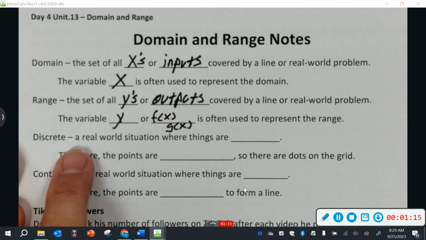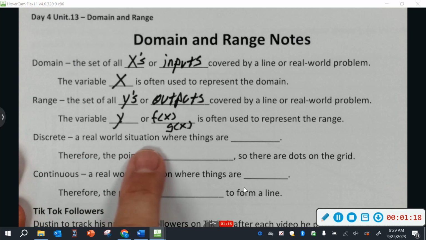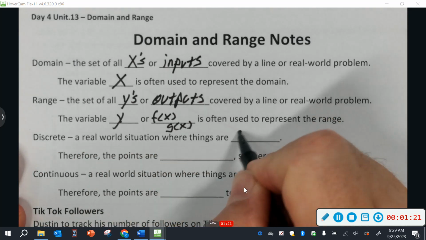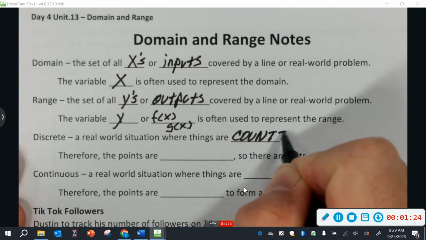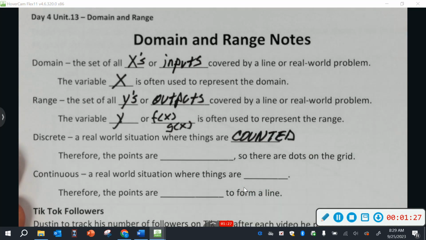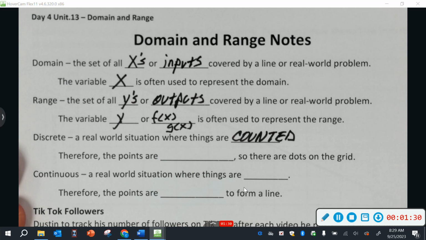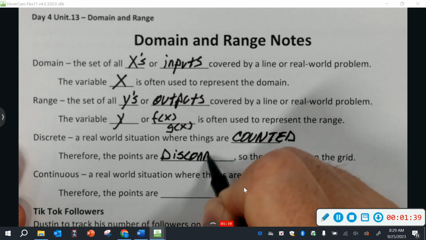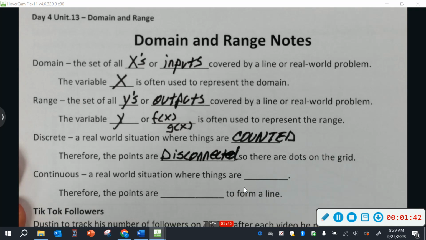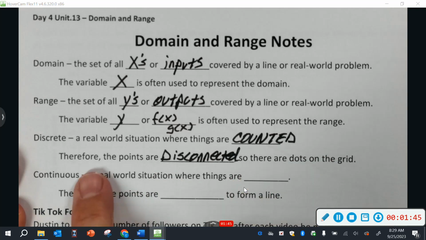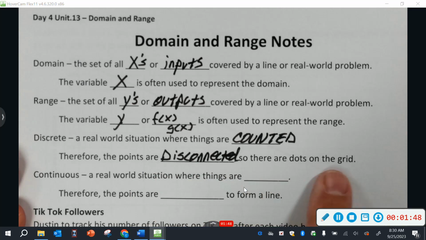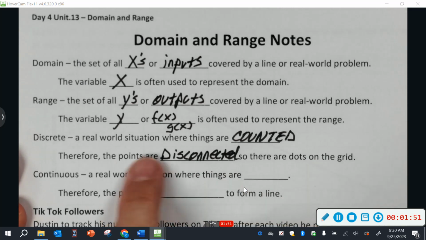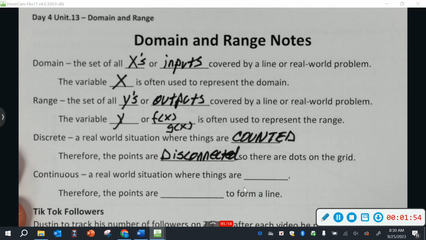Now a discrete situation or discrete function is a real-world situation where things are counted. So like we're going to talk about videos on TikTok. A video, number of videos, that's counted, okay? Therefore, the points are disconnected, so there are dots on the grid. So when you have a discrete situation, you're going to see data points, but the dots will not be connected.